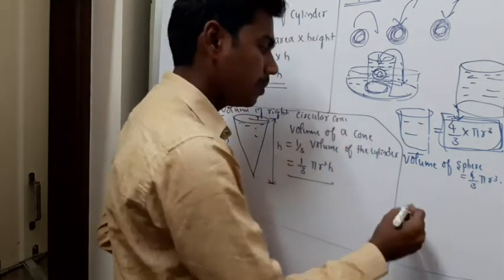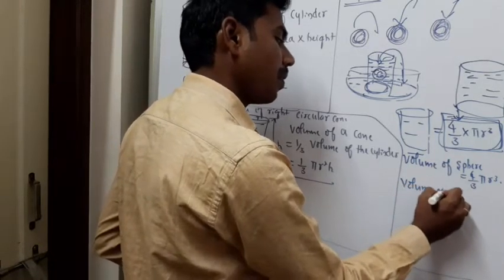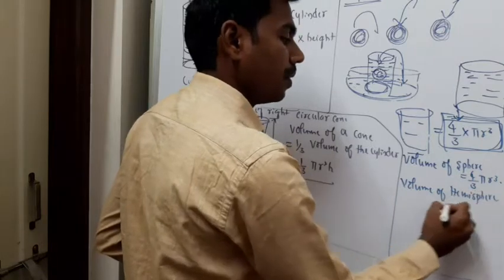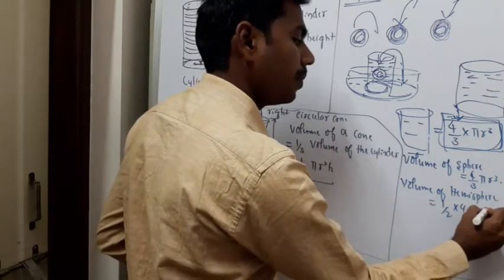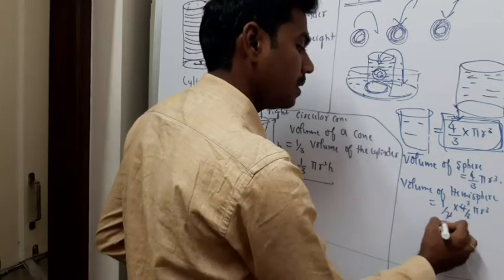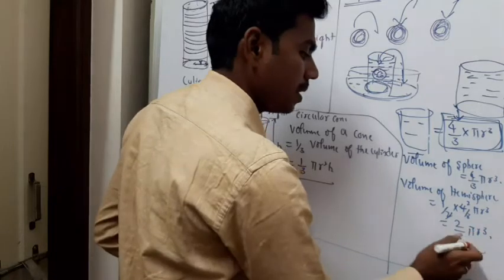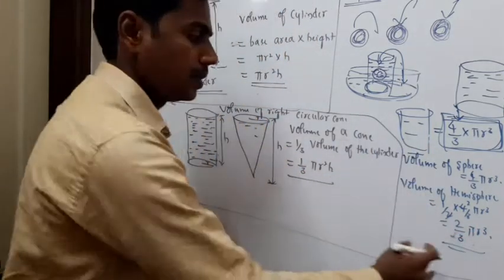Then volume of hemisphere will be half of this. Volume of the hemisphere will be half of 4/3 pi r cube, that is 2/3 pi r cube. So please note this term.